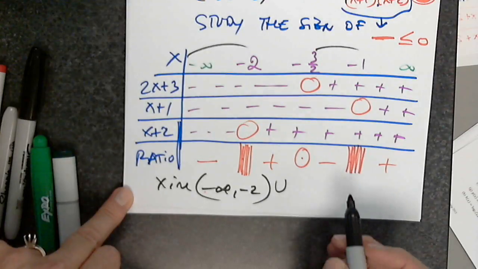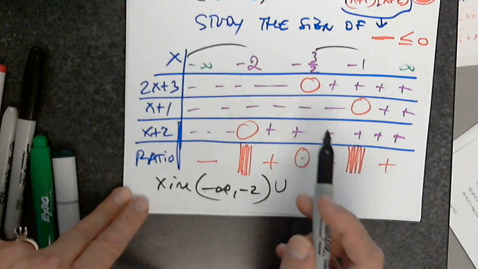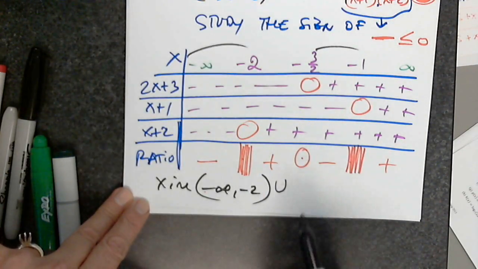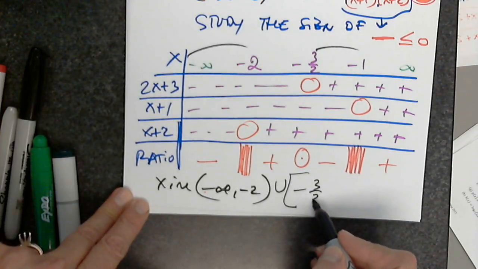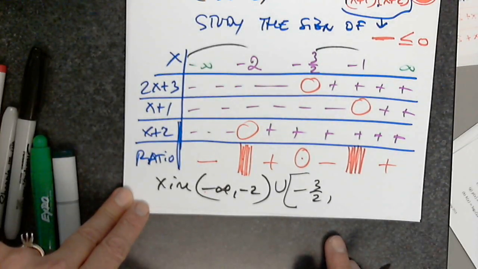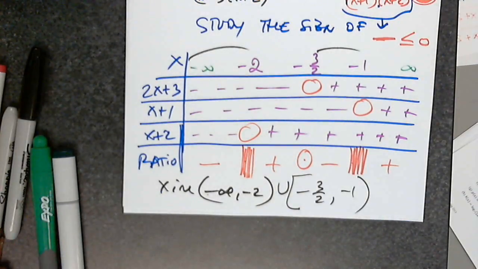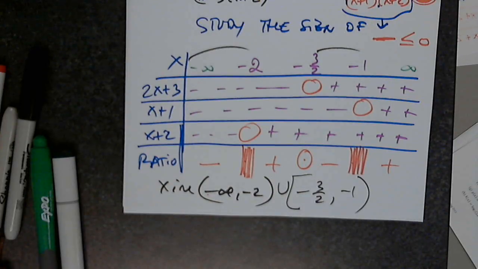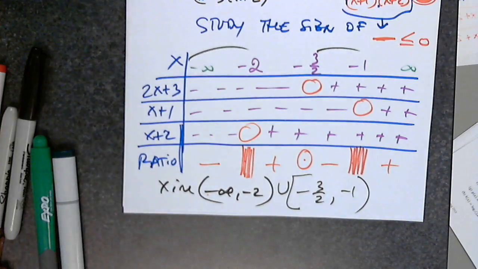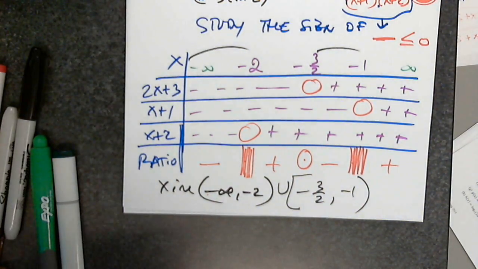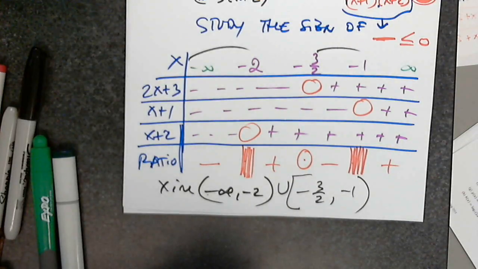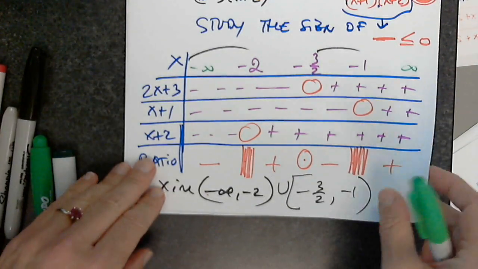And then parentheses, negative 3 halves. But at negative 3 halves the expression is 0, so I can use the bracket now. Negative 3 halves, comma, negative 1, parenthesis, because the expression is undefined. Exactly. Very good. That one was easier. So that's why I'm highly recommending that you redo all problems we did in class for the test. Okay, anything else?